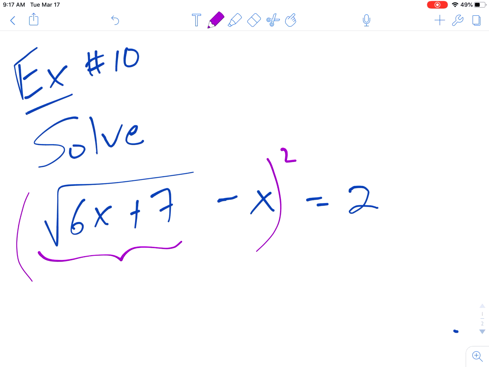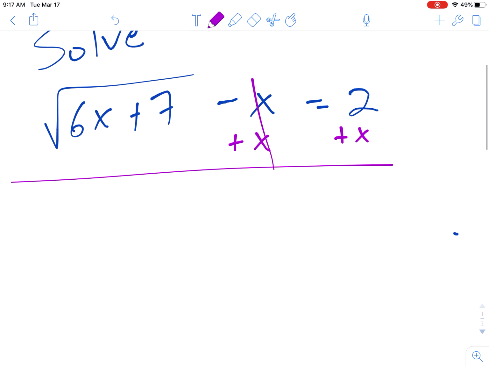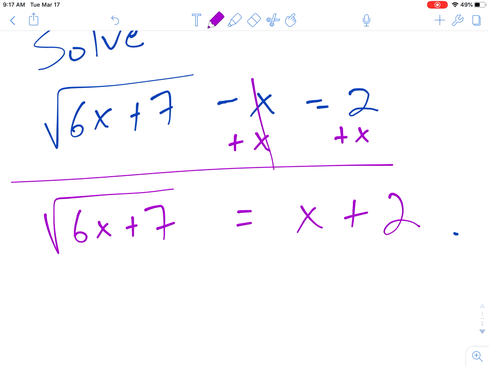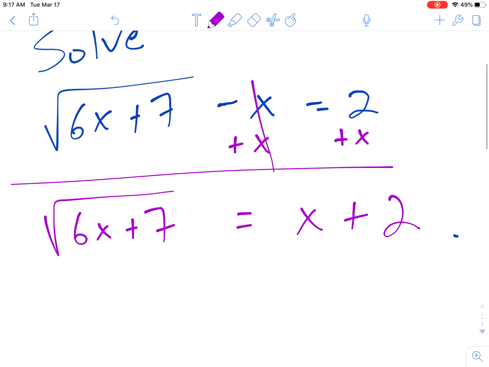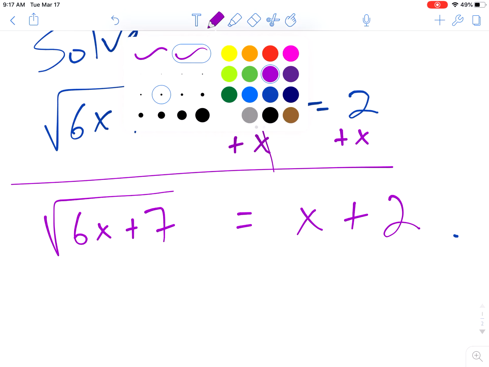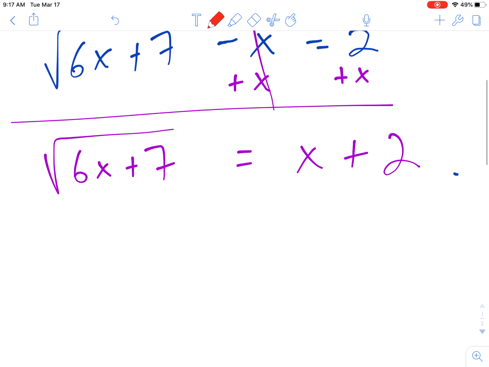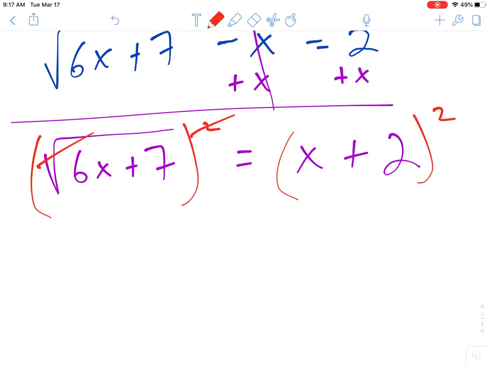So the step that you want to do first actually is to get the radical symbol by itself. And if you do that, then it's the same as the last couple examples. Once you get that radical symbol by itself, then you can just square both sides. And that'll get rid of the radical for you. Remember, your goal is to get rid of the radical symbol. So these cancel off.